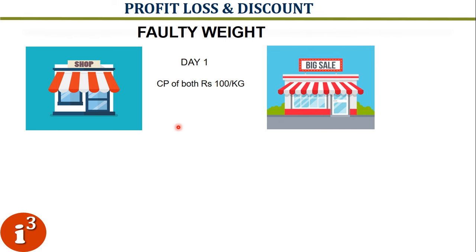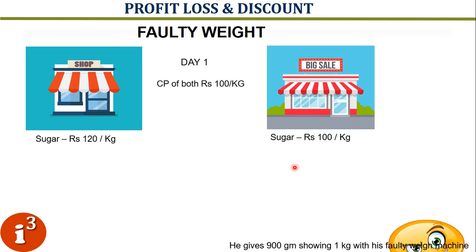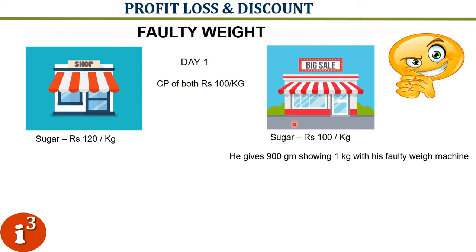So he goes to the market, he sees two shops. One shop sells sugar at 120 per kg, and one shop sells at 100 per kg. Johnson is preparing for CAT, so he knows which is less, which is more. He sees this is 100 per kg, so obviously he will go to this shop to buy. Now, what he doesn't know is that in this shop there is a dishonest shopkeeper. He gives 900 gram, showing 1 kg with his faulty weighing machine. Means he will tell you that this is 1 kg, but he will actually give you 900 gram with this faulty weighing machine.